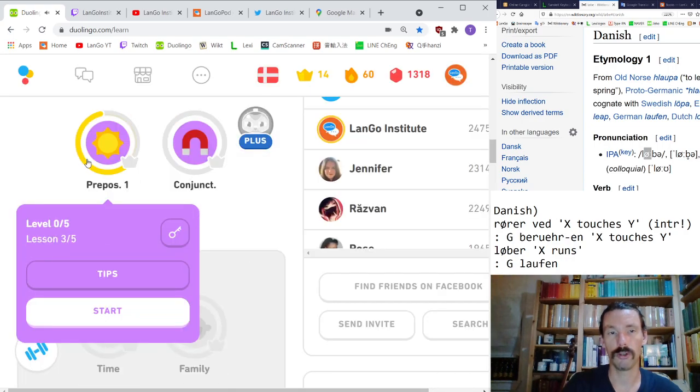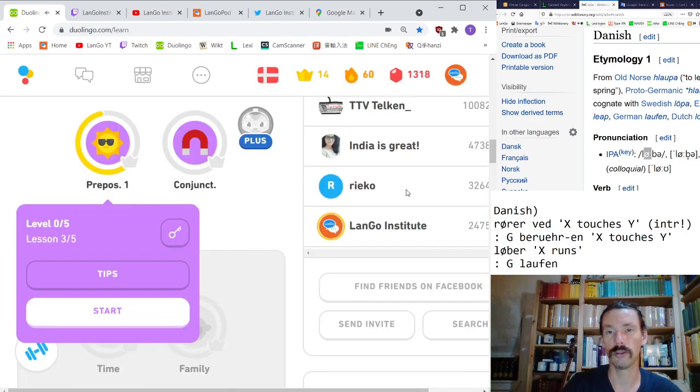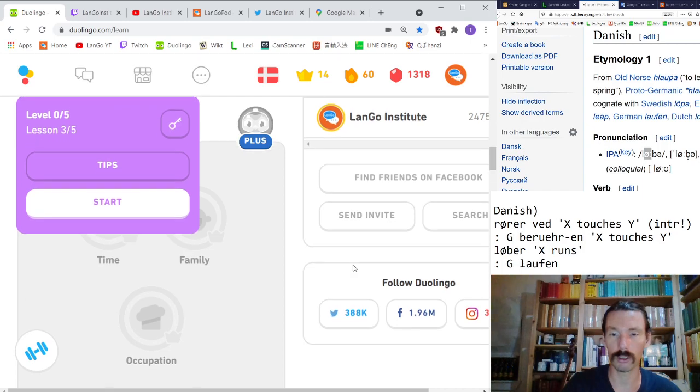A rich, interesting little language here, Danish. Little in terms of number of speakers. It's quite a small country.